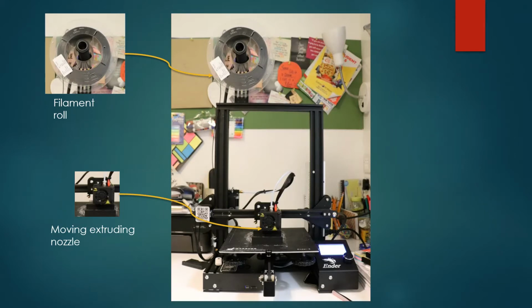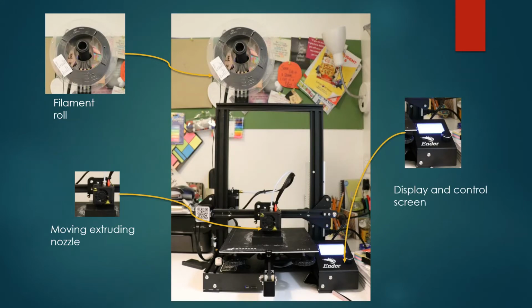And then we have the display screen over on the right hand side. Here we get to choose our prints, our printing models, and we have full control over the printer. For example, heating the bed which the model sits on.